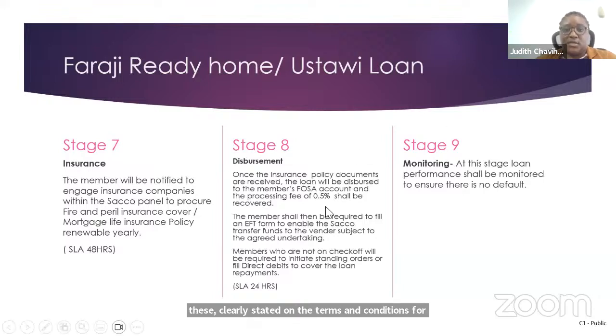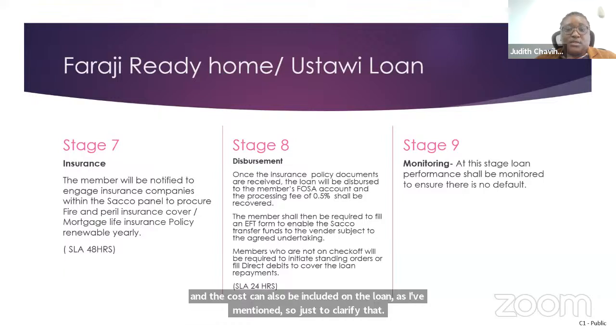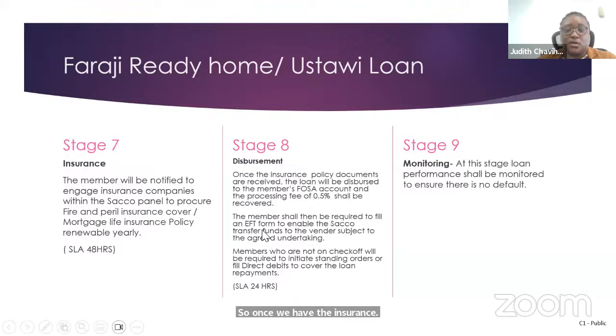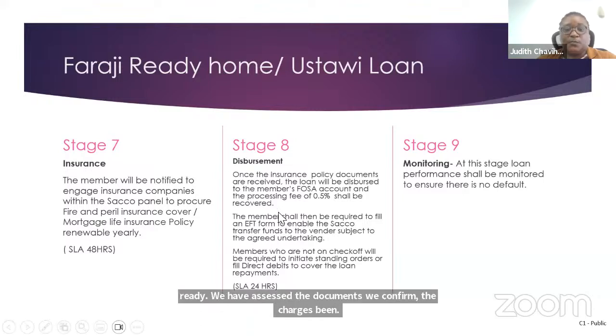We move to stage 8. Stage 8 is disbursements. Just to specify, the cost of valuation, the cost of charge, and the insurance costs are normally paid by the member. If you can engage the service providers prior, the cost can also be included in the loan, as I've mentioned. So once we have the insurance closed, every documentation is ready, we have assessed the charge documents, and we confirm the charge has been duly lodged, we now proceed to disbursement.